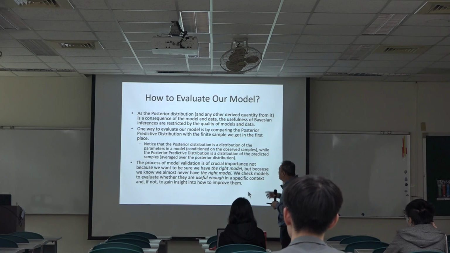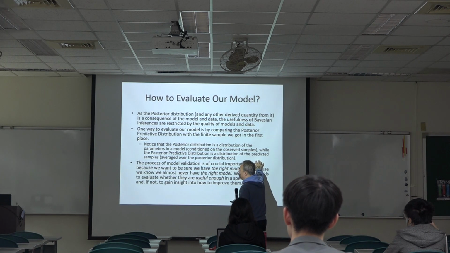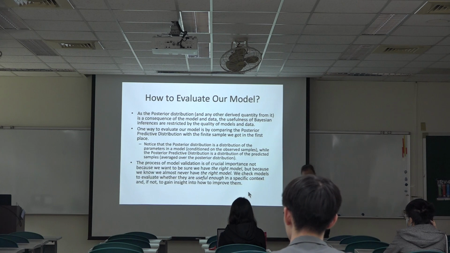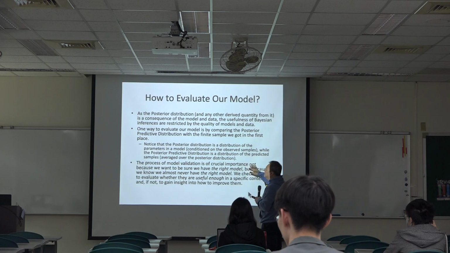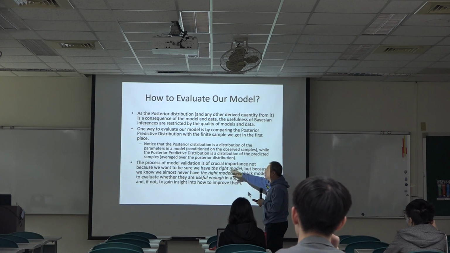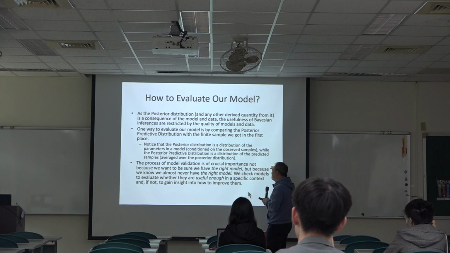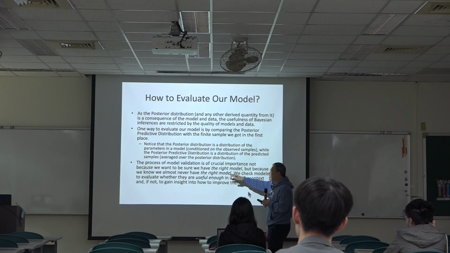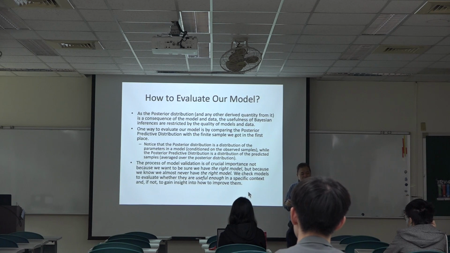So this posterior predictive distribution is also a distribution. Keep in mind. So in modeling, model validation is of crucial importance, not because we want to make sure we have the right model. Actually, it is because we know we almost never have the right model. That's very interesting. Why do we never have the right model?